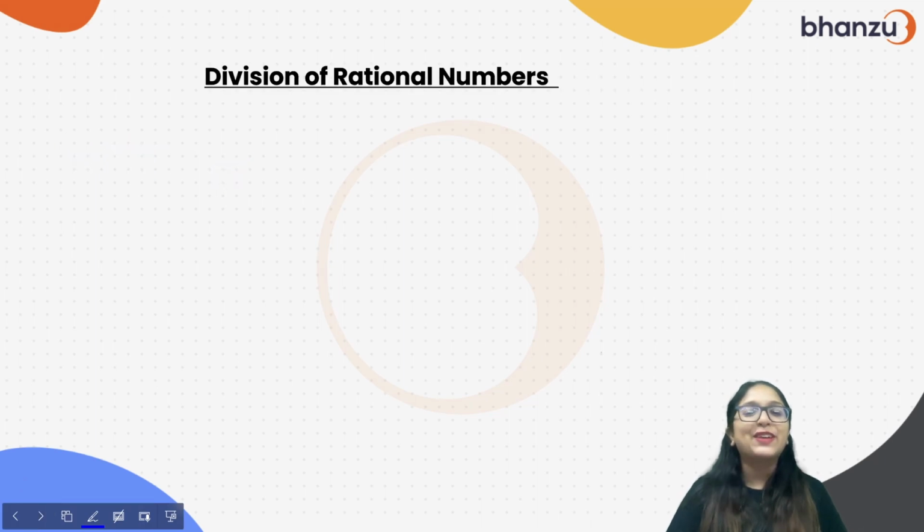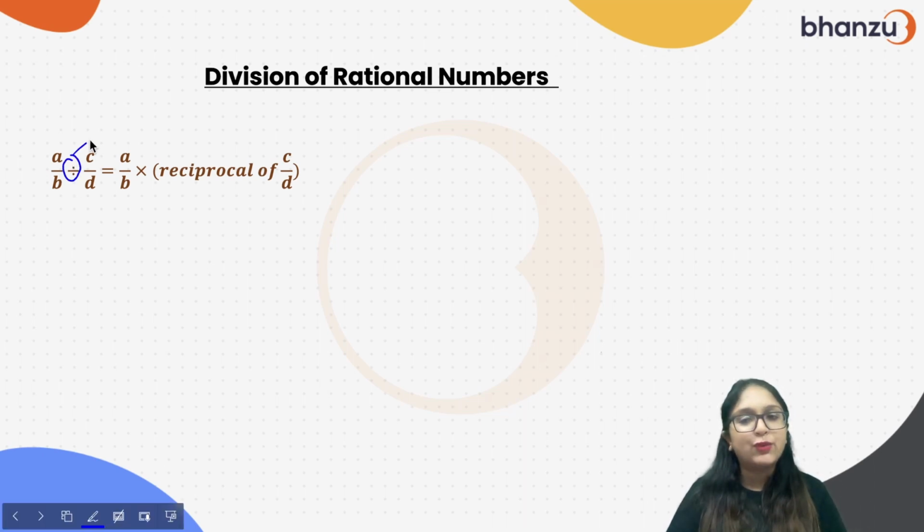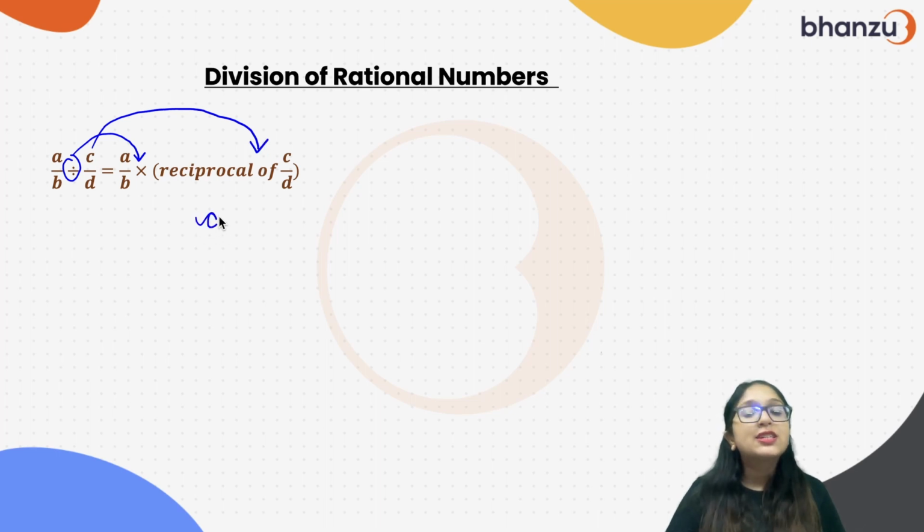Now let's quickly check the division of rational numbers. You can see A over B divided by C over D. How can we solve it? First of all, you are going to take the inverse of division, that is multiplication. And then you will find the reciprocal of the fraction C over D, which is D over C.